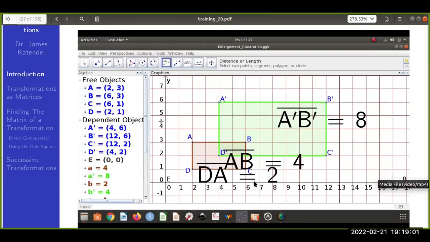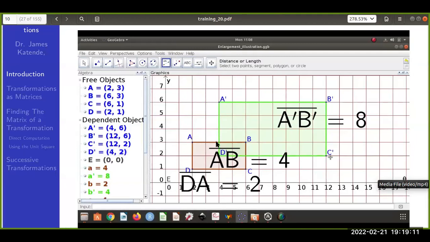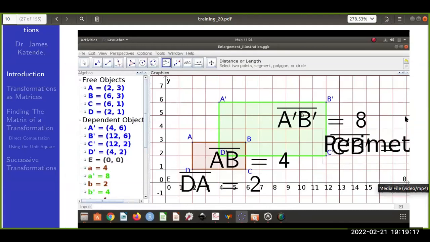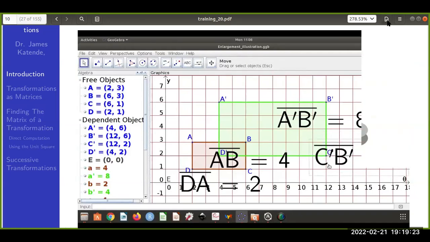They will retain the ratios. You can see also the angles are retained. The only thing that changes is the size. So we end up with an object that is similar. The image is similar to the original object. I think there may not be much more to show here, so we'll just go back to the presentation.